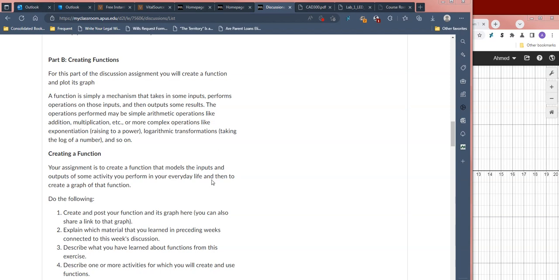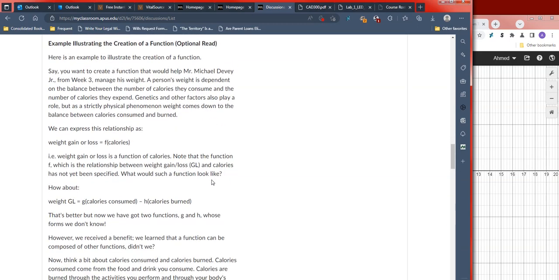So a function is simply a relationship between a set of variables. And this week, in the discussion, you're going to create a function. Now, the example that I've provided you here, which you can use, or you can, better yet, find something a little bit different. We're going to talk about weight gain or loss as a consequence of eating and drinking.